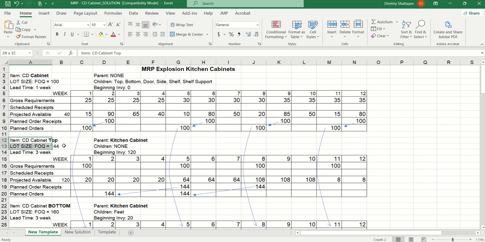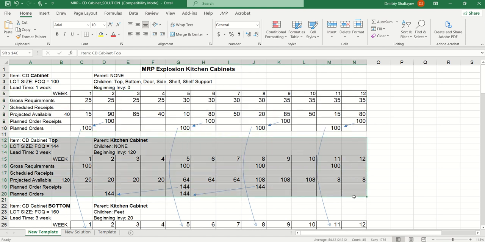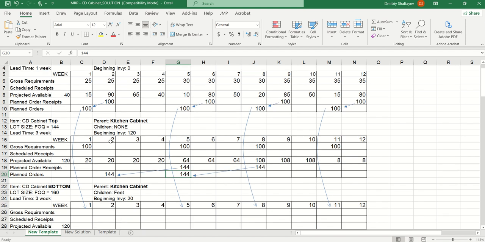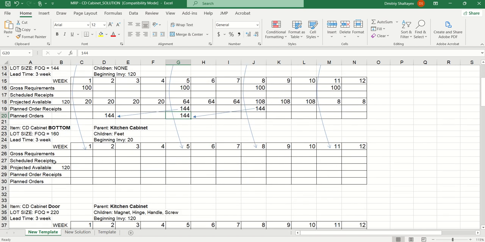And also we scheduled the tops. We said that in order for us to run these sales and production like that, we have to order 144 tops in week 2, and we have to start working on 144 tops in week 5. That's where we stopped. Oh yeah, and we also created the gross requirements for the bottoms.